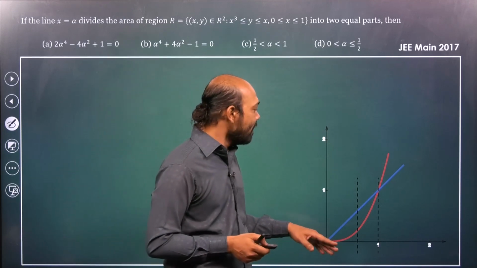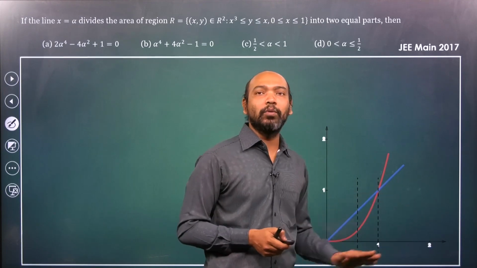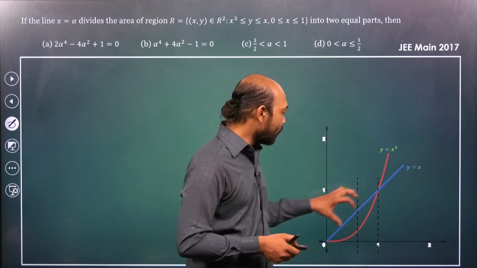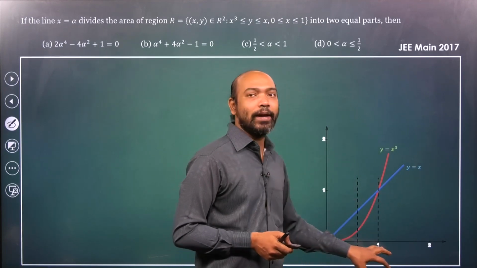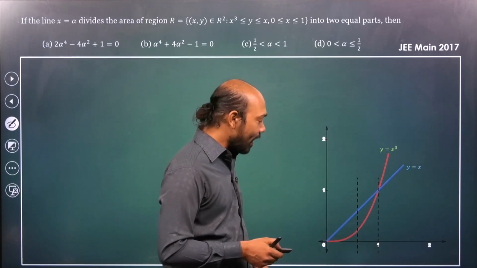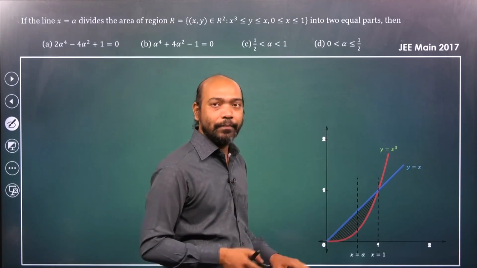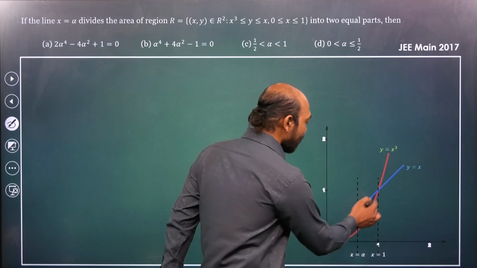So obviously we see that this gives me the y equal to x cube curve, and this is the y equal to x curve, that's obvious, right? So the region between x equal to 0 and x equal to 1 is the required region. That shaded region is the problem here. Now see, this is the region we are talking about.